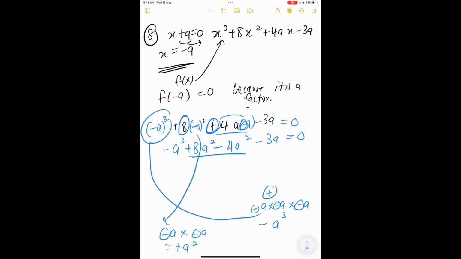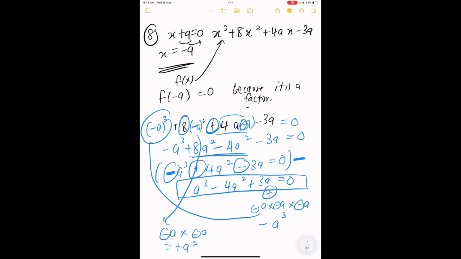Okay, then these are like terms, you can solve it. So minus a^3 plus 4a squared minus 3a equals 0. So this is minus, right? So you can times it with minus to make the front a positive. So a^3 minus 4a squared plus 3a equals 0. The minus sign you need to multiply with every term, so all terms change sign. So this is shown.